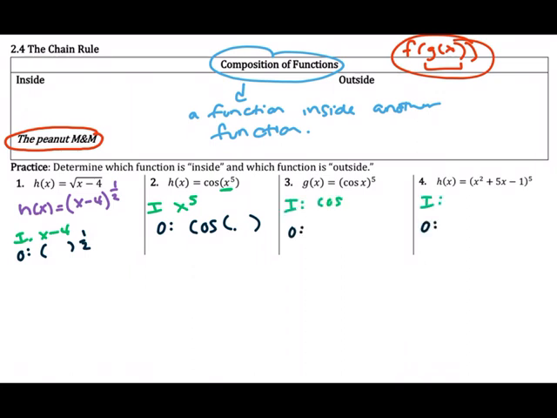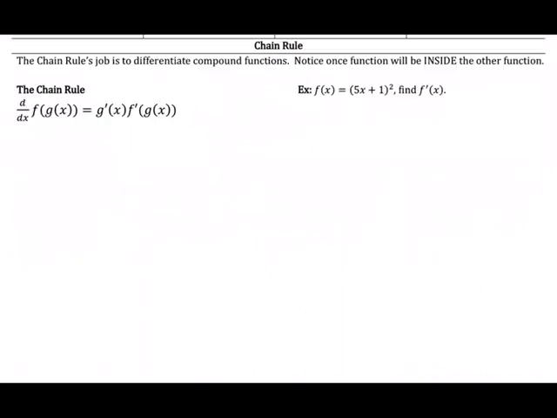On number 3, cosine is the inside function. The outside function, what are we doing to cosine? We're putting it to the power of 5. On number 4, the inside function is x squared plus 5x minus 1. And what are we doing to that? We are putting it to the 5th power, which is our outside function. Now that we can identify the inside versus the outside function, let's look at how this applies to taking derivatives in calculus.